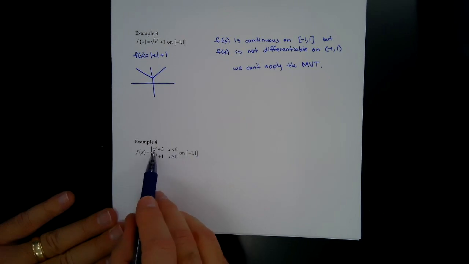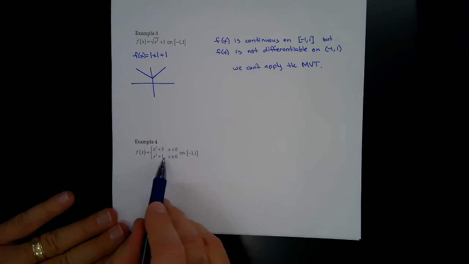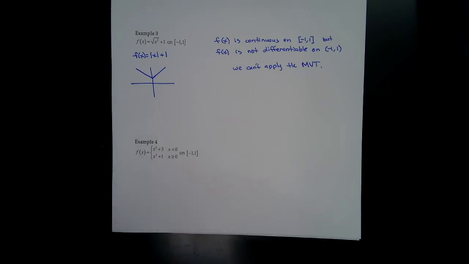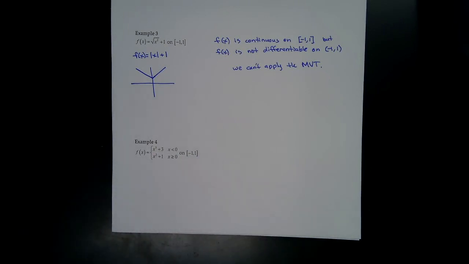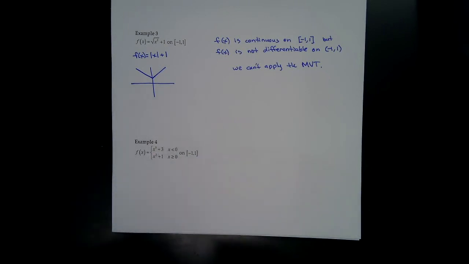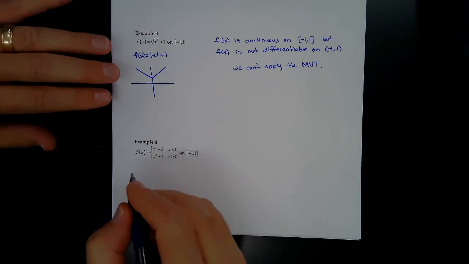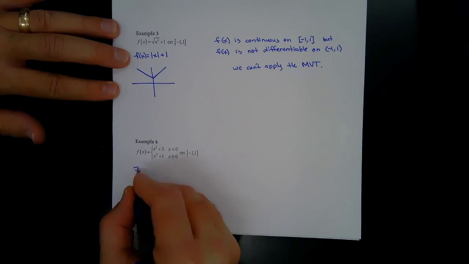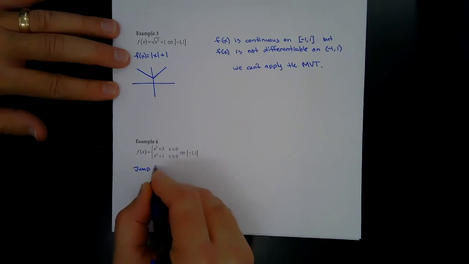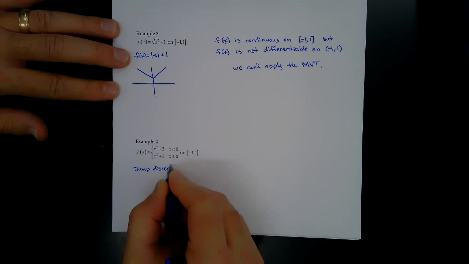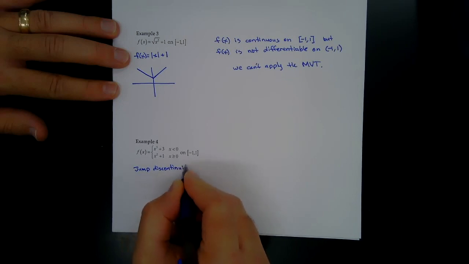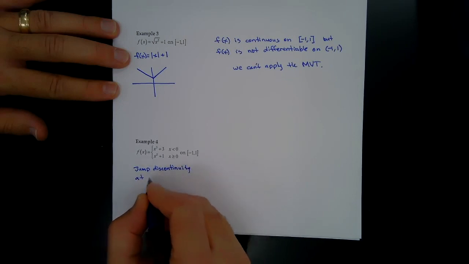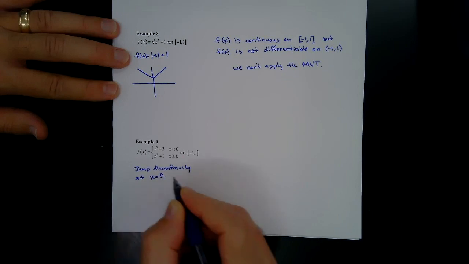So if you put 0 in here, we get 3 out. If you put 0 in here, we get 1 out. So the left and right limits at x equals 0 are not going to be the same value. So we have a jump discontinuity at x equals 0. So this one has a jump discontinuity at x equals 0, okay?